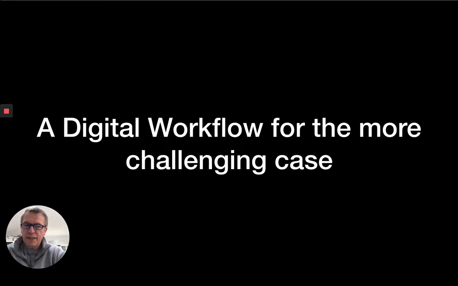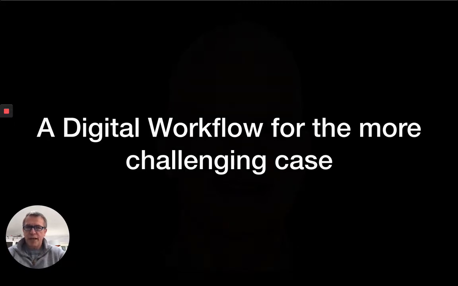A few little ideas. Now, this case that I'm going to show you is certainly not perfect. It's actually not finished because we were interrupted by this lovely virus that we're all suffering from at the moment. But hopefully it'll give you a good idea about the overview and the workflow that I've got going on. So I'd call it a workflow for a more challenging case.